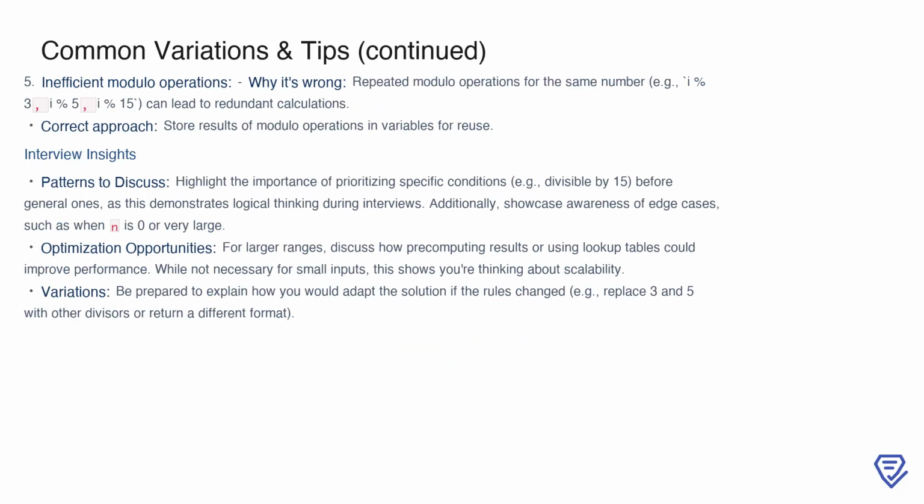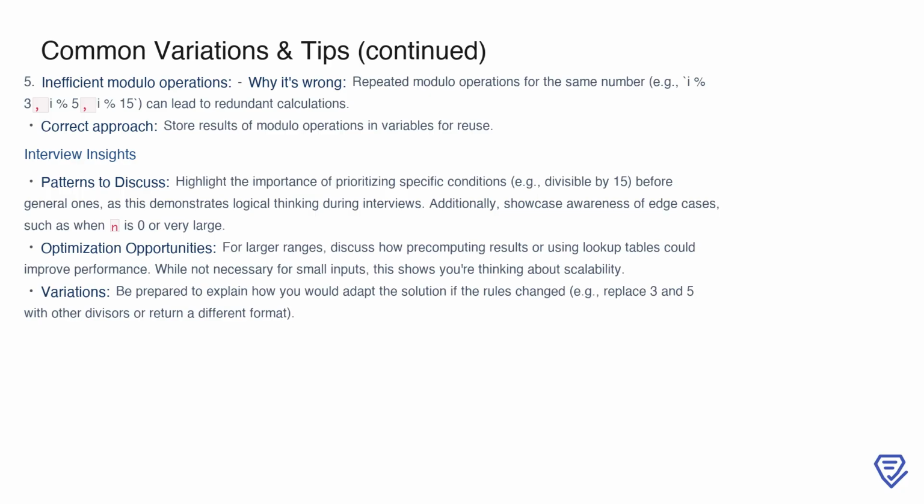To make your Fizz-Buzz solution even more efficient and robust, consider some additional optimizations. For example, using repeated modulo operations for the same number, like i%3, i%5, and i%15, can result in unnecessary calculations. Instead, you can store the results of these operations in variables and reuse them. This reduces redundancy and improves performance. From an interview perspective, it's important to highlight logical prioritization, such as checking divisibility by 15 before 3 or 5, as it demonstrates clear thinking.